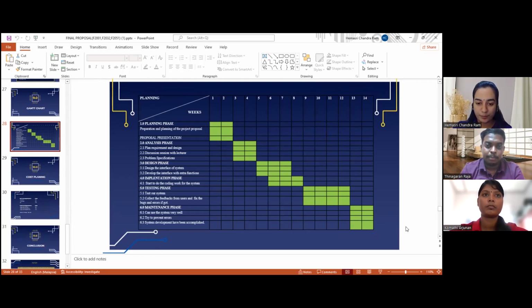The first part is planning, which will take 2 weeks. The second phase is the analysis phase, which will take 2 weeks. Next is the design phase, which will take 3 weeks. Besides that, the implementation phase will take 3 more weeks. After that, the testing phase will take 4 weeks because it takes longer to finish than the other phases. And lastly, the maintenance phase will take 2 weeks to complete this project.